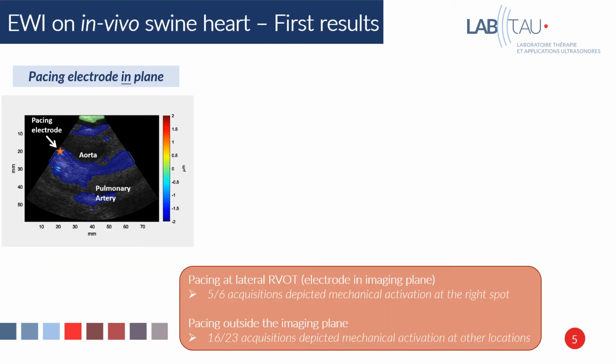So back to the in-vivo study. These are the cine loops that we obtain by pacing the heart from an electrode which is in the imaging plane. So it is near the orange star, and you see that there is a displacement that could be attributed to the electromechanical wave front, which starts near the pacing site. So that matches the pacing electrode location.